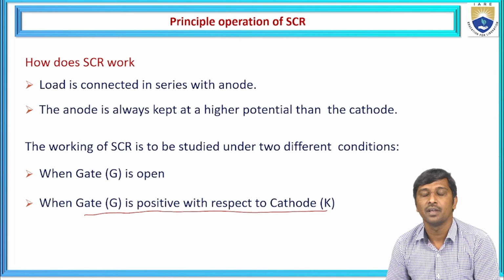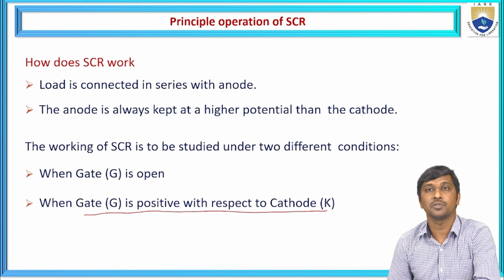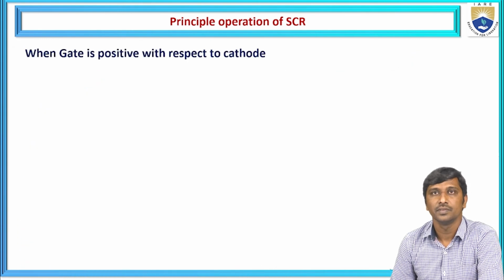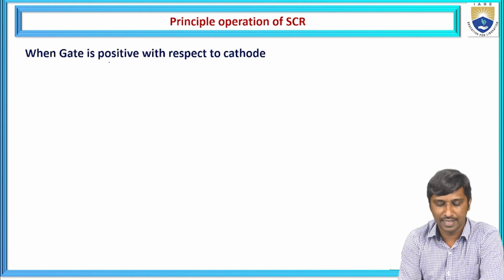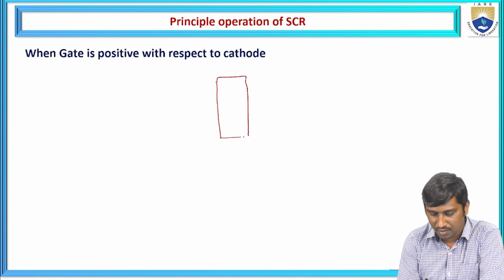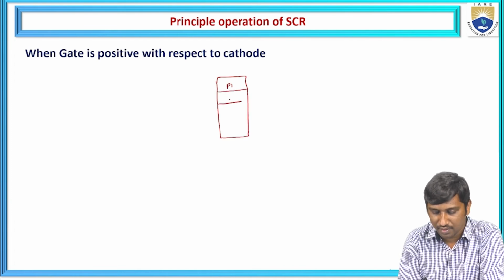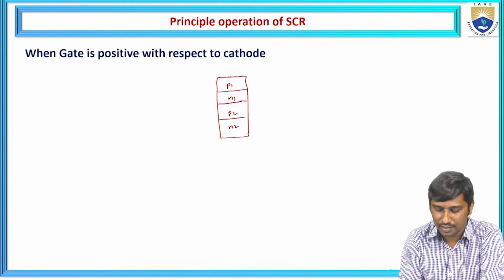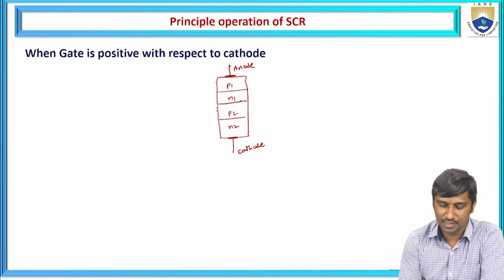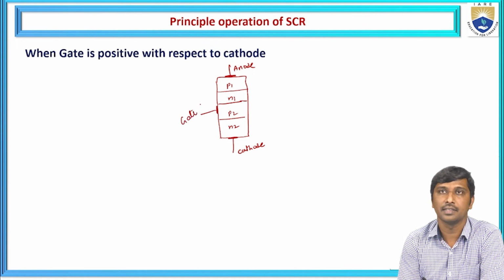Now we are going to observe what happens when the gate is positive with respect to the cathode, while we are applying the forward bias voltage between the anode and the cathode. Hence, now we are going to make the gate positive with respect to the cathode. For this case, let us consider P1 and N1, and this is P2 and N2. Let us take this electrode as the anode, and this electrode is represented as the cathode, and near this P2 one electrode is represented as the gate.